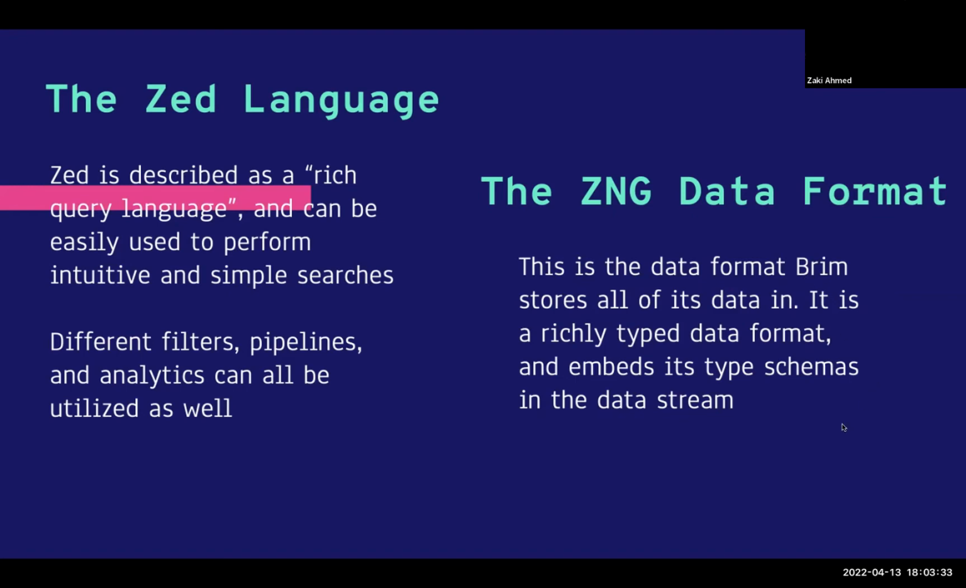The data format that Brim actually stores all of that in is called the ZNG data format. It is a richly typed data format and embeds its type schemas in the data stream itself. So what it actually does is it processes the full PCAP and saves it in a completely different file type and then embeds those different schemas. It's kind of like Wireshark columns, you know, like protocol and data frame and type. But then it actually attaches that to it instead of reloading it every time.